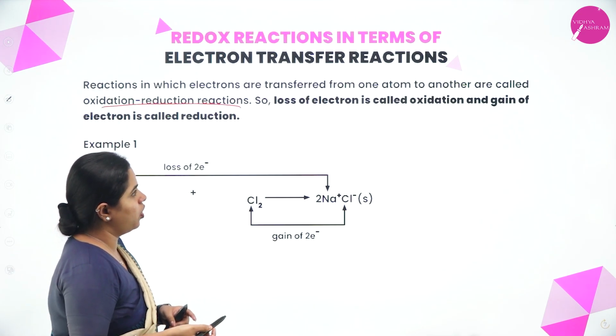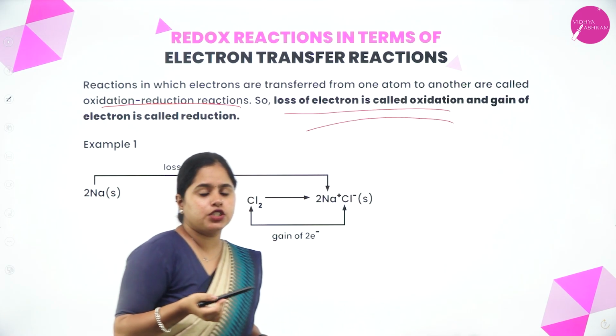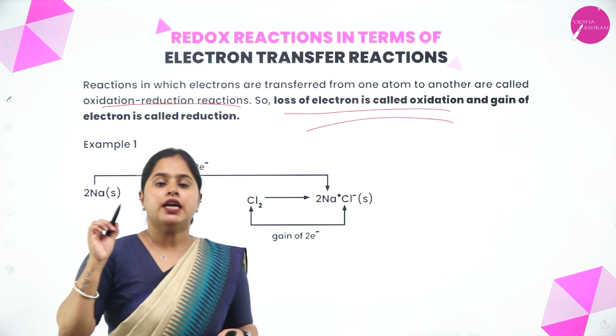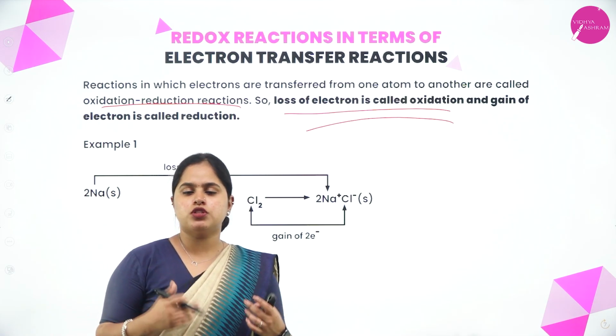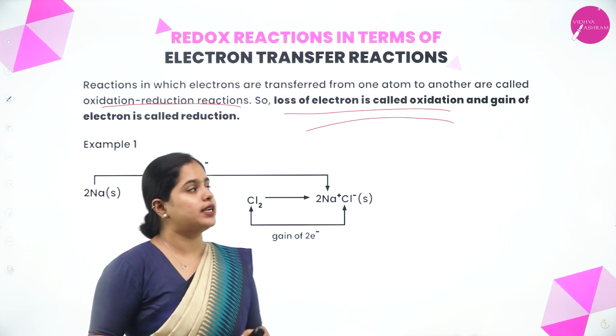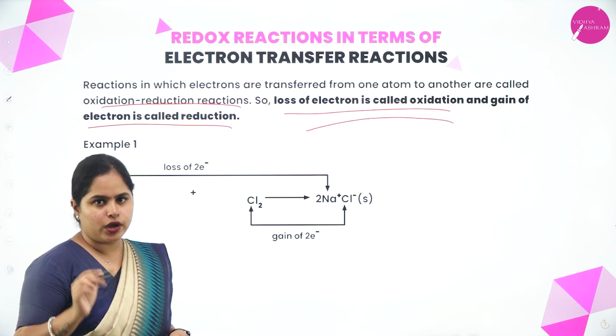Loss of electrons is called oxidation. So how can we define oxidation in terms of electron transfer? In oxidation reactions, electrons will be lost. Losing of electrons is called oxidation and gaining of electrons is called reduction. So I hope that is clear.